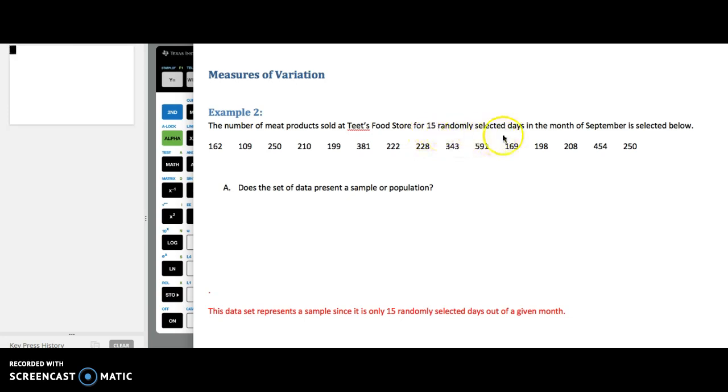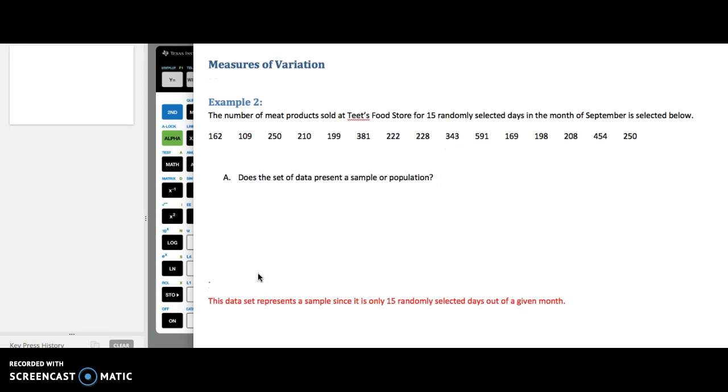Well, it's 15 randomly selected days. So it's not the entire month, it's 15 randomly selected days. So we're dealing with a sample here, or a sub-collection of the population. So this data set represents a sample, which is always important to note.